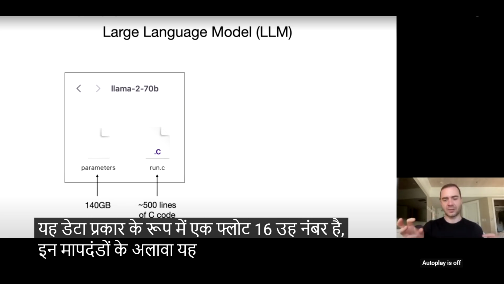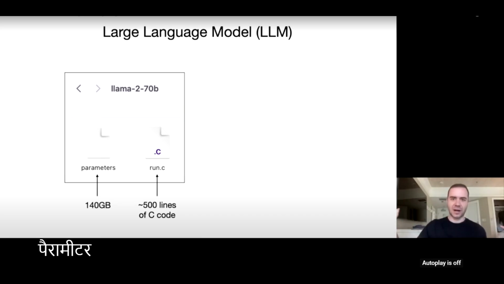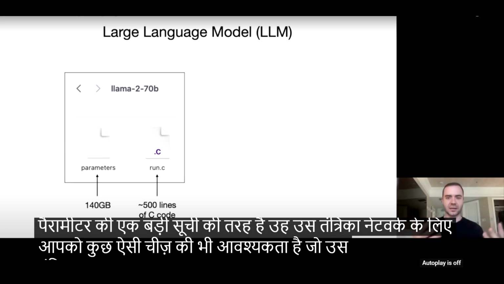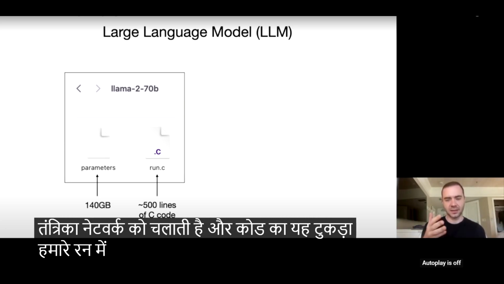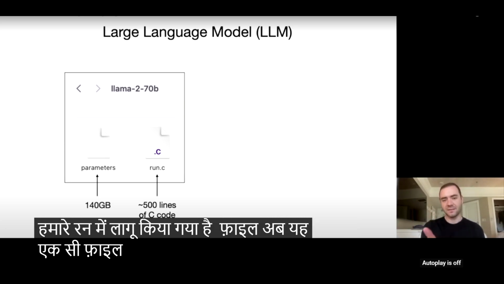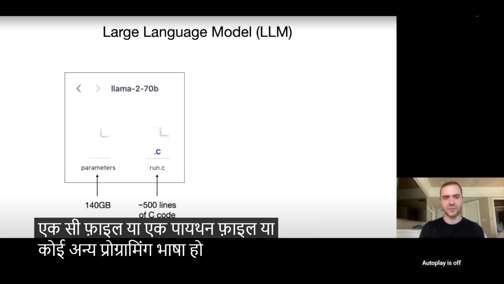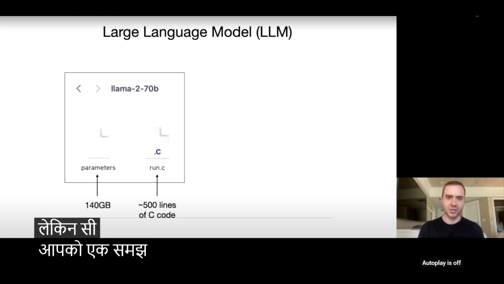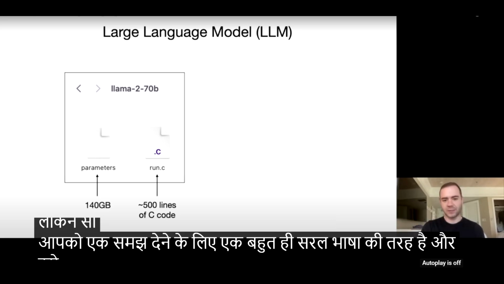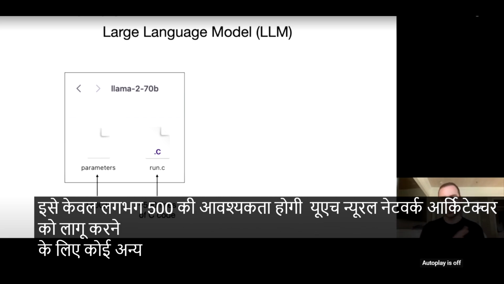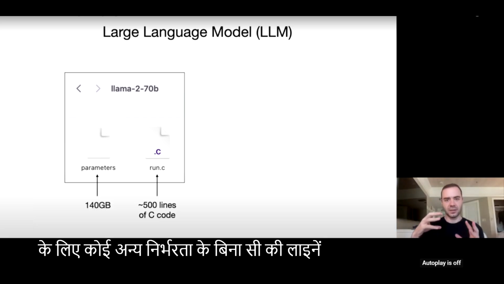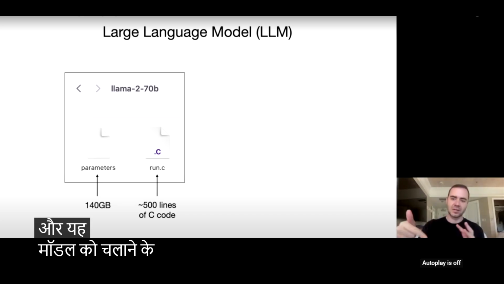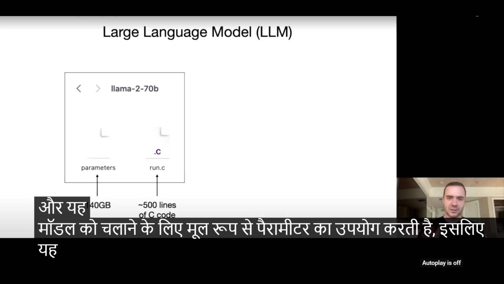In addition to these parameters, which are just a large list of parameters for that neural network, you also need something that runs that neural network. This piece of code is implemented in our run file. This could be a C file or a Python file or any other programming language, really. It can be written in any arbitrary language, but C is a very simple language, just to give you a sense. It would only require about 500 lines of C with no other dependencies to implement the neural network architecture that uses the parameters to run the model. So it's only these two files.